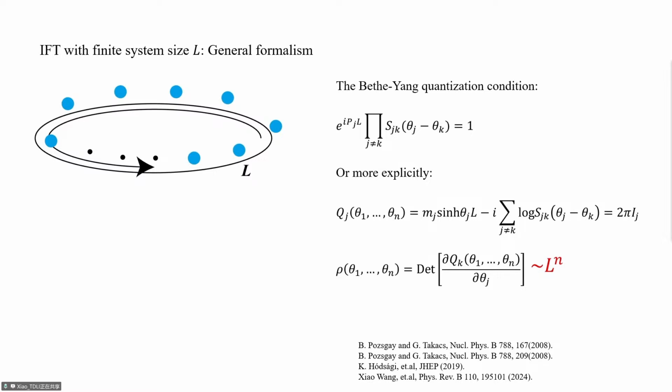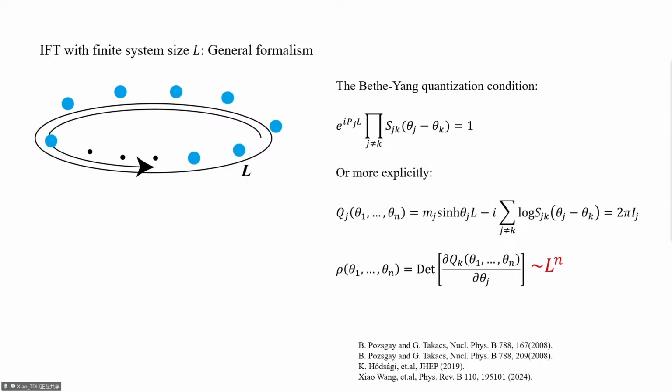Then this particle will exchange with every other particle inside this circle. And every exchange gives you a phase factor. This phase factor is contributed by the S matrix. So you will have this equation. It's a modified periodic boundary condition. This is actually the same spirit as the Bethe ansatz, of the coordinate Bethe ansatz.